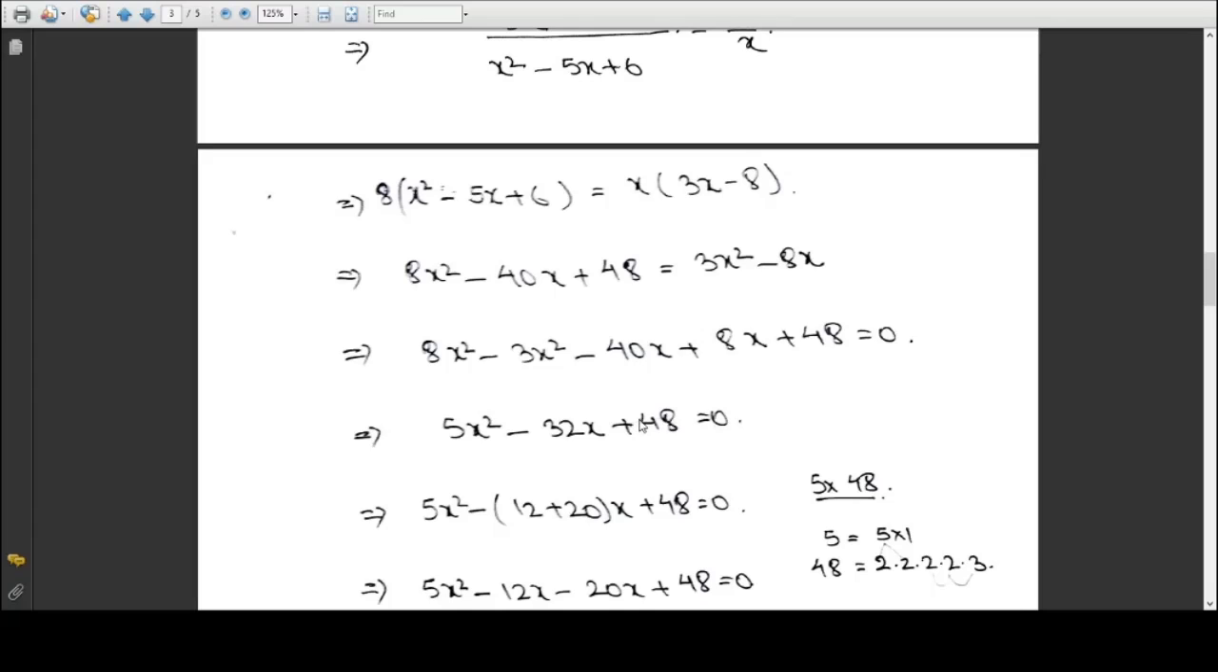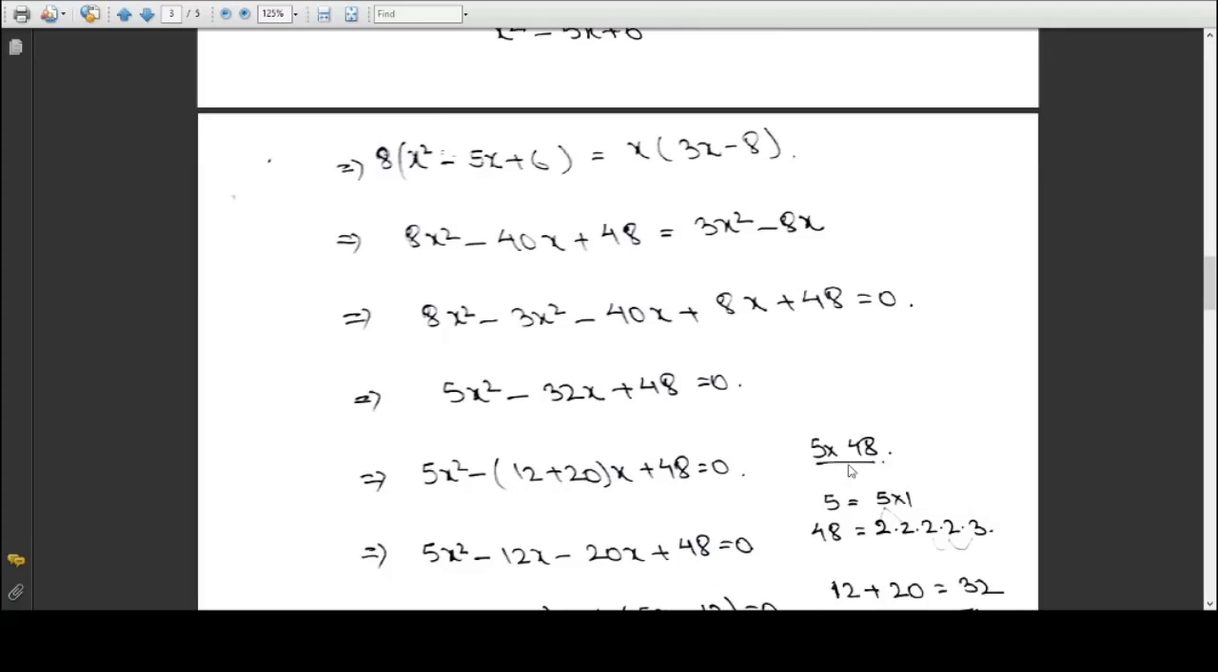Now here also we will do the same thing, the factorization method. 5 multiply 48, how much? We will not multiply them, but take the factors of each of them separately, because if you multiply you will get 240, and then again you have to find the factors. If you get a complicated number, it will be difficult to get the factors, so you find the factors separately for 5 and 48.